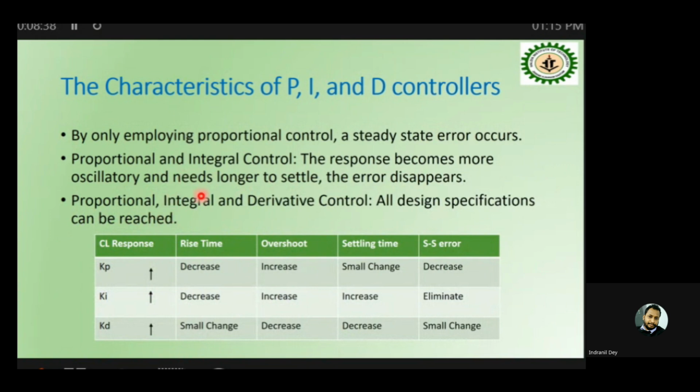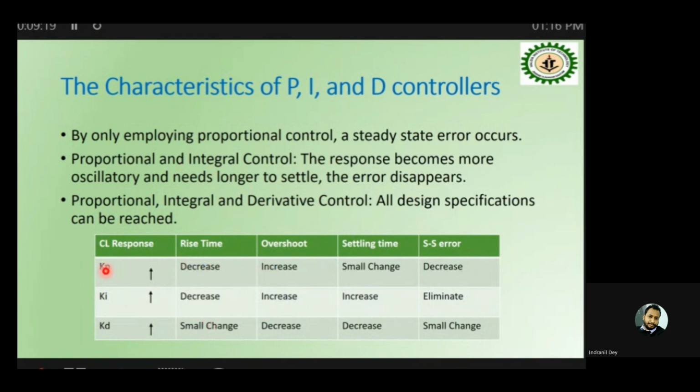At the same time, if we have proportional, integral and derivative control action, the drawbacks of oscillation and increased settling time will be decreased by the derivative action. So combining all three, we will get all our design specifications reached. Let's see, in closed loop response, we have the parameters proportional gain, integral gain, and derivative gain. If we increase all of them, what will happen? Rise time will decrease for proportional and integral action, but derivative action has not that significant a change. It is a very small change.